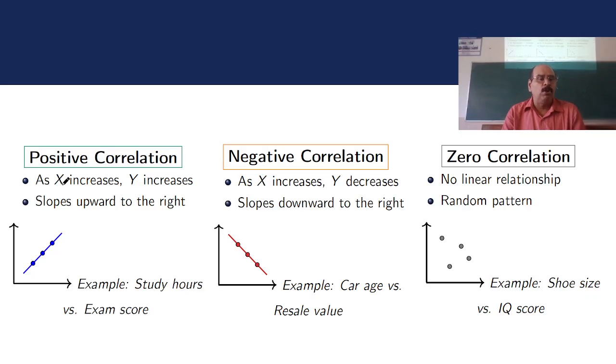So, as I told you, when x increases, y increases. That means x is proportional to y. If x is the number of hours you are studying for a subject or for your course or your program, y is the result. As you study more hours, your results should naturally increase.